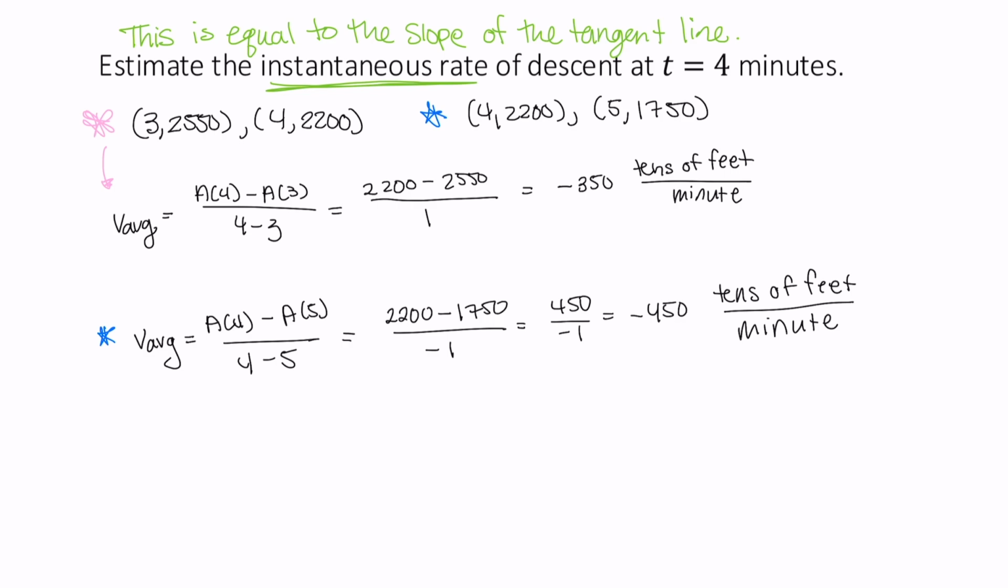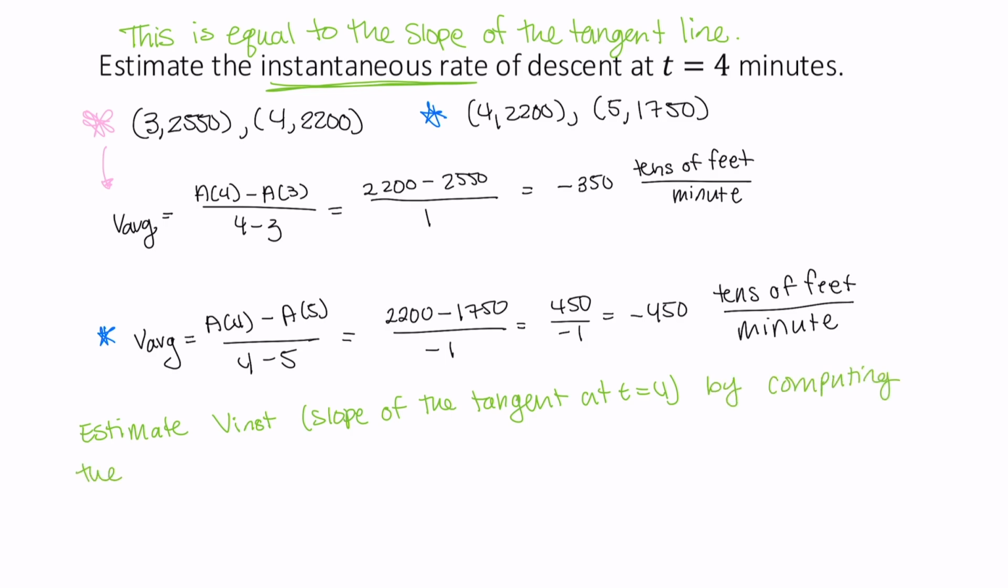Okay, so now finally we're going to estimate the instantaneous rate of change, so the slope of the tangent line at t equals 4 by computing the mean of the two slopes above. Before I do that though, I want to quickly circle back to our picture.